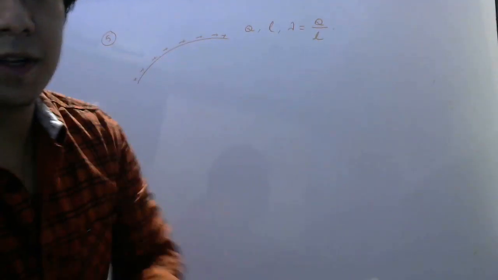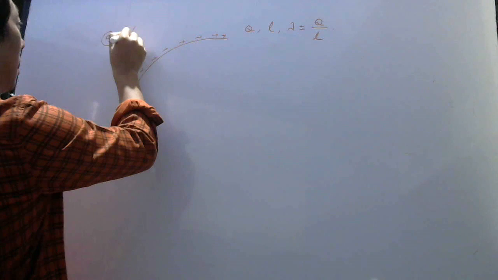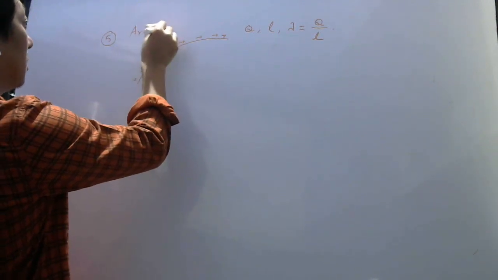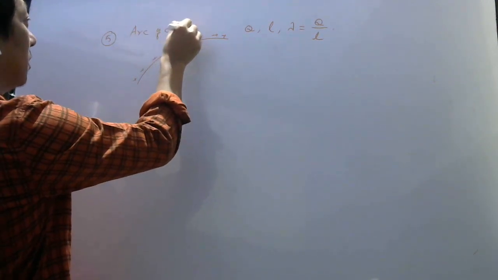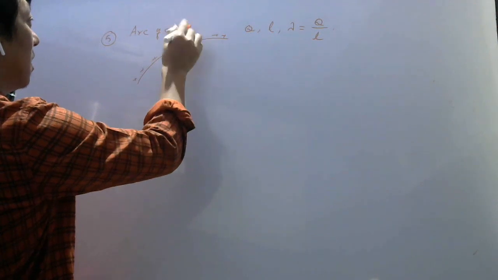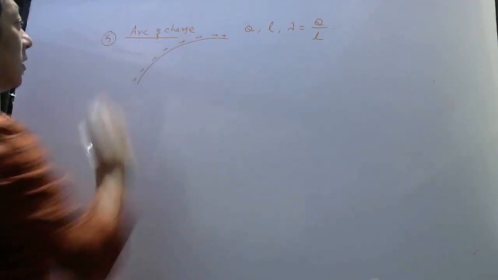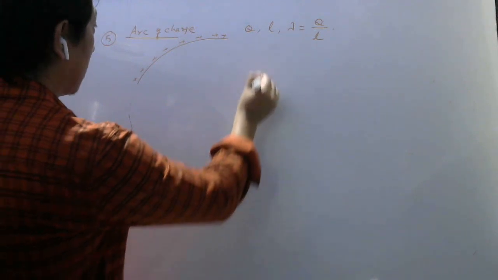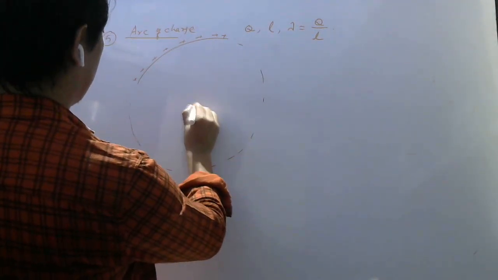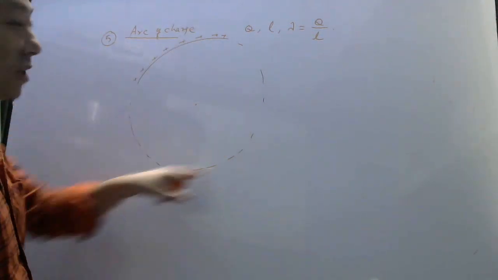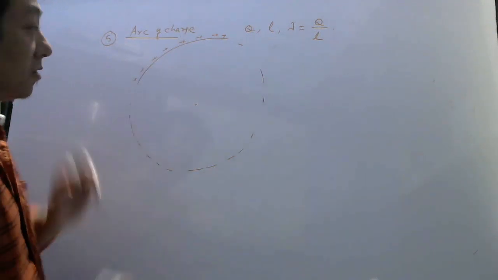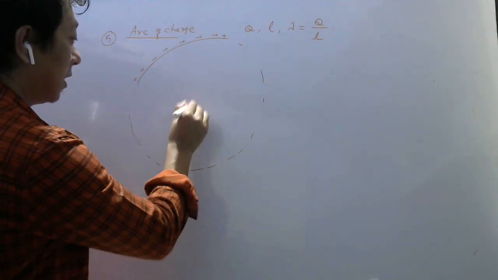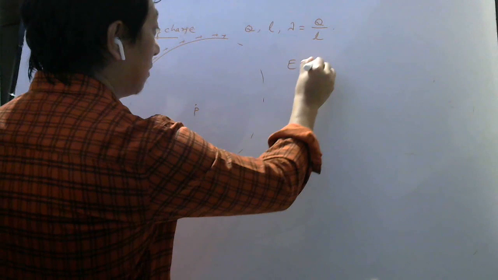So I give you an arc of charged wire. Arc means part of a circle. So now I want the electric field at the center. This is part of a circle and that circle will have a center. So I want to know what is the electric field at P.